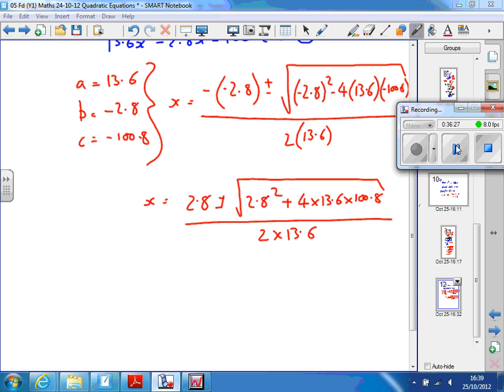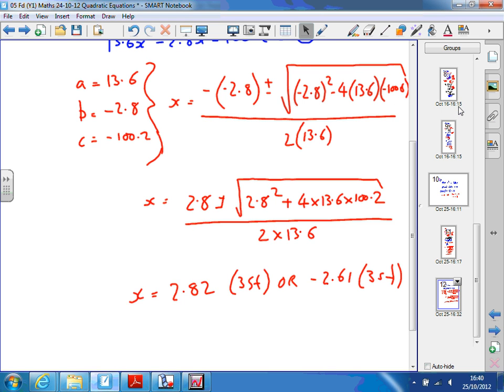So those answers there, okay, to 3 significant figures, which is appropriate. We've got 2 here, so you can go to 1 more, to 3 maybe. Certainly not 4 significant figures.